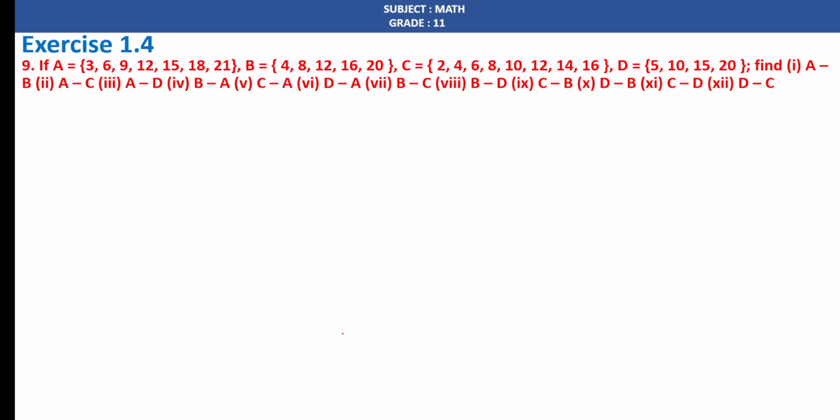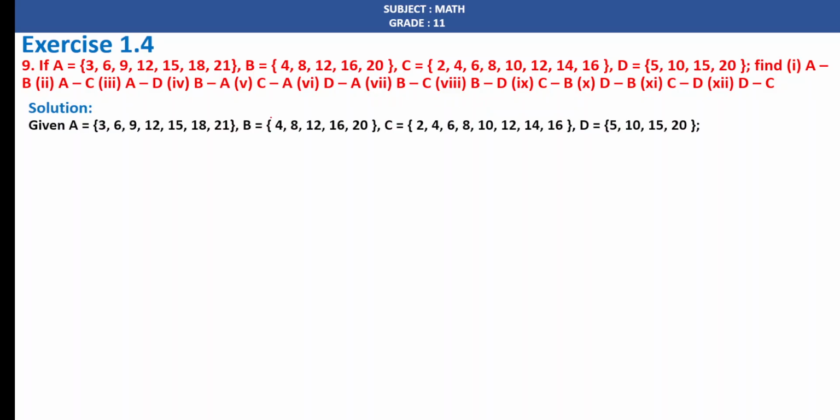Let us see question number 9. If A is equal to {3, 6, 9, 12, 15, 18, 21} and B is equal to a given set of numbers, we need to find the set difference operations for these. Let us see the first one. Given A, we need to find A minus B.